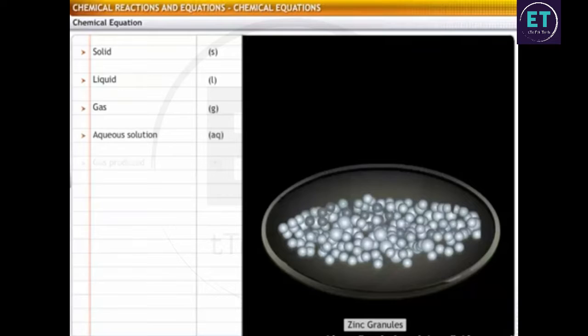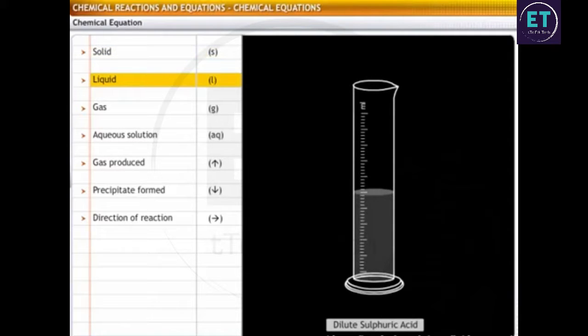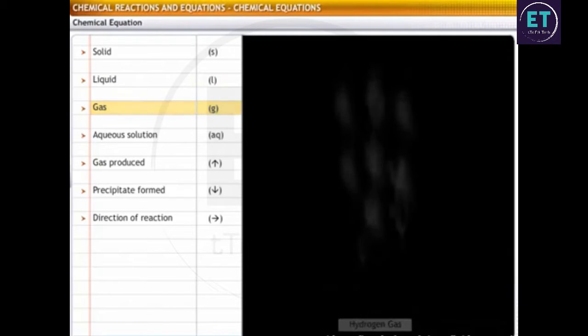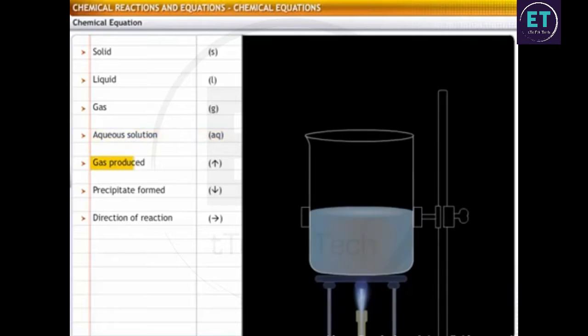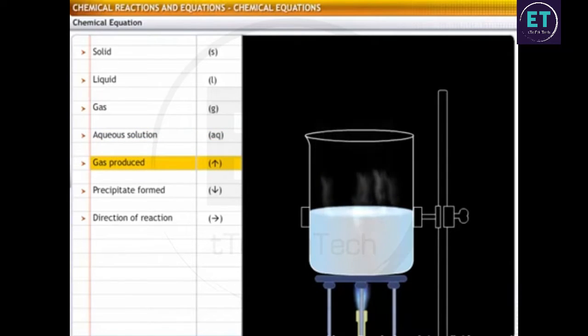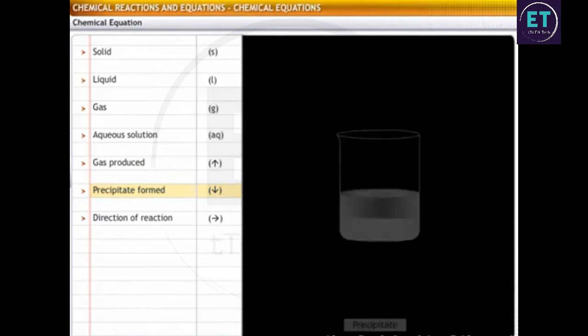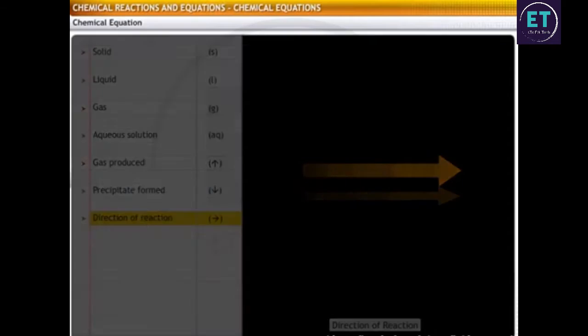In chemical equations, you denote a solid with S, a liquid with L, a gas with G, an aqueous solution as AQ. A gas produced with an arrow pointing upward. Precipitate formed with an arrow pointing downward. The reactants and products are separated with an arrow which points in the direction of the reaction.